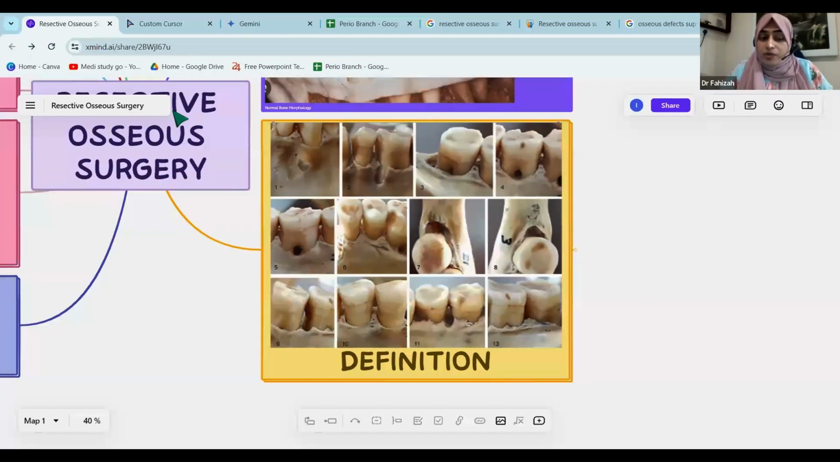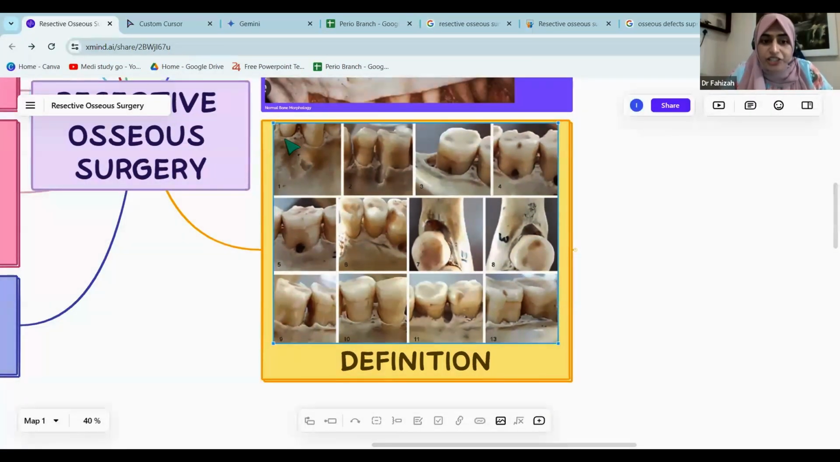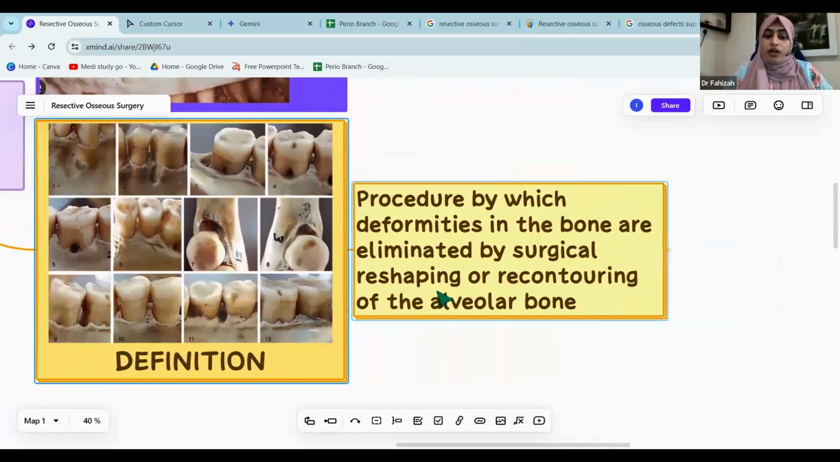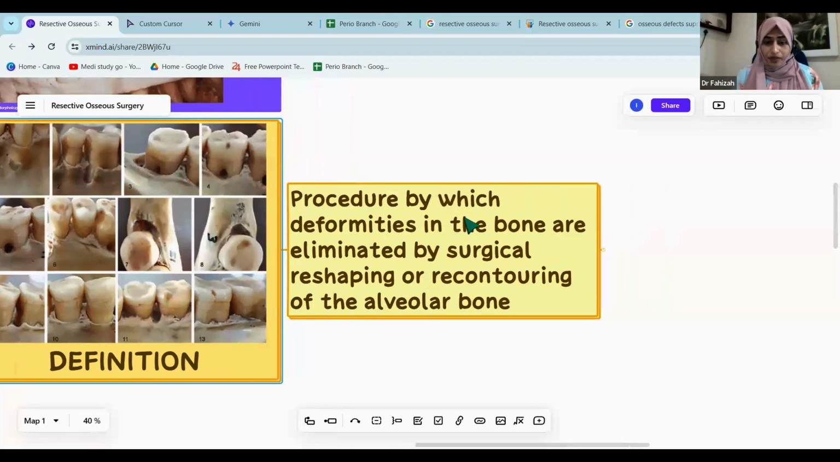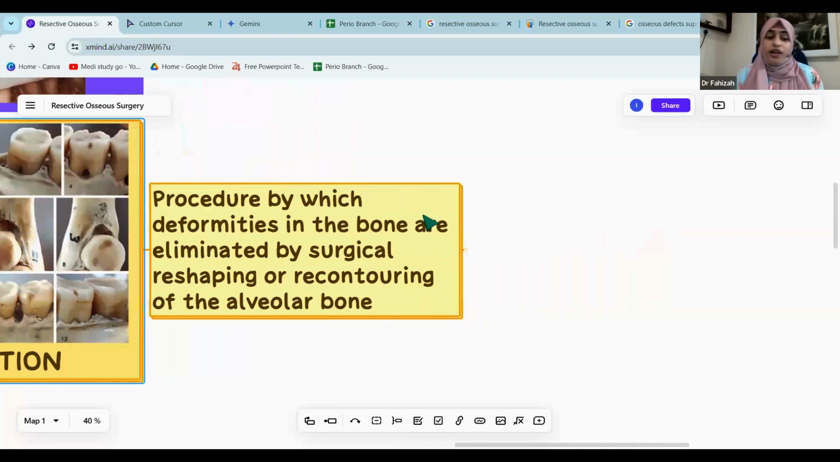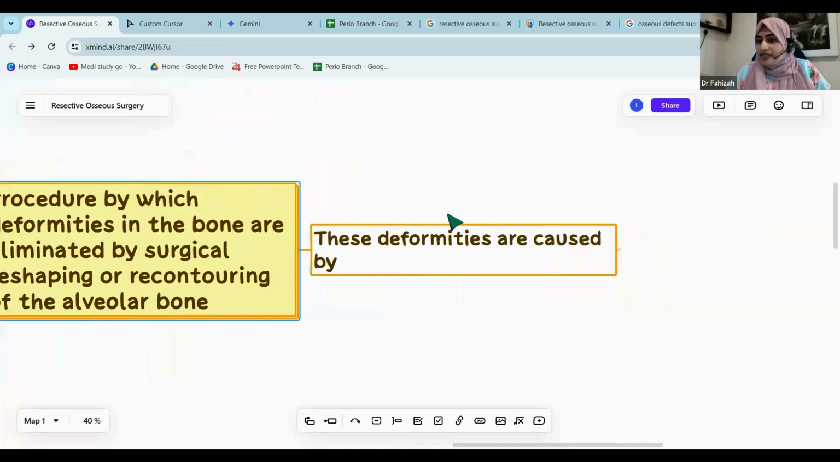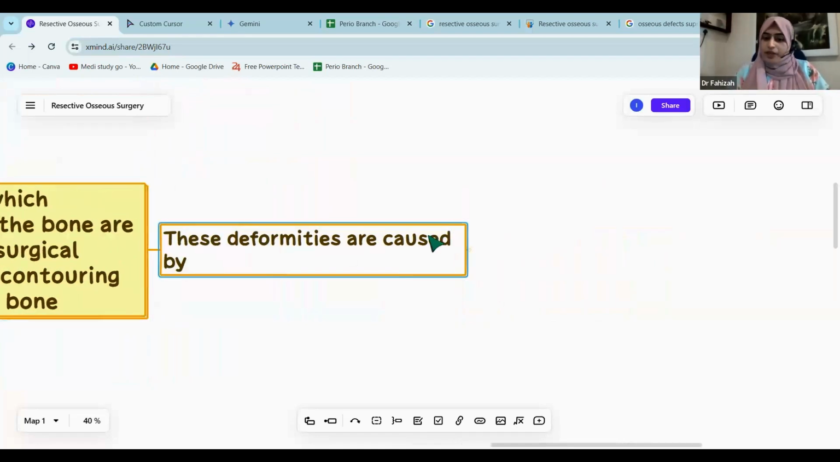So if you ask me what is resective osseous surgery, any changes to the bone, like reshaping of the bone or recontouring of the bone or regeneration of the bone, you're doing to the bone, that is called resective osseous surgery. Okay. So let me repeat. Procedure by which deformities in the bone are eliminated by surgical reshaping or recontouring of the alveolar bone is called resective osseous surgery. Okay. Now, what are these osseous defects caused by? Okay. Now, the deformities are caused by mainly one reason, that is periodontal disease.